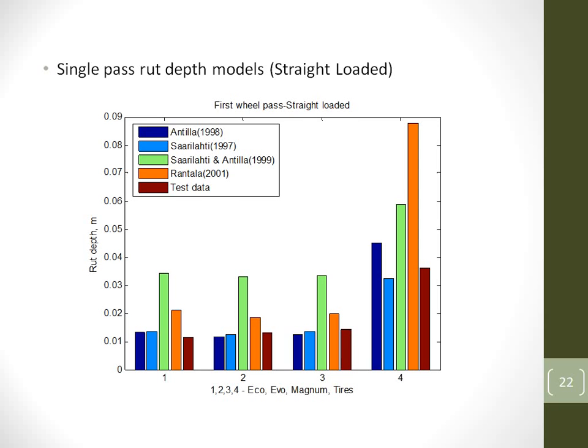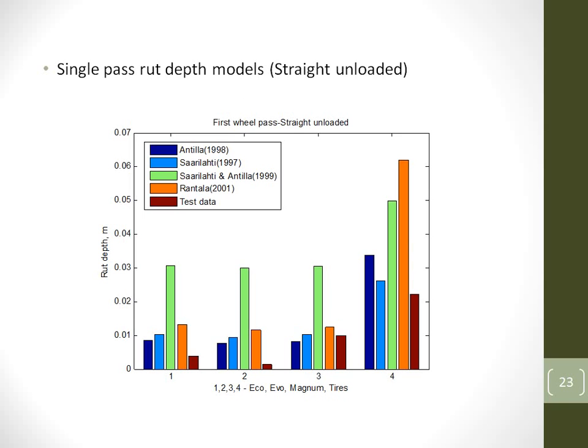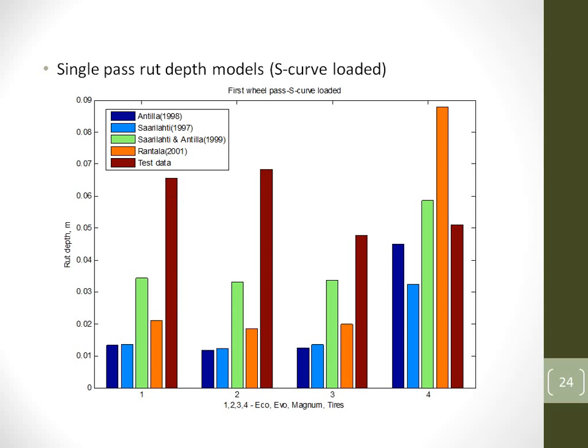And there were a lot of models available for calculating the single pass rut depth, and these have been compared with the test data. We can see that they don't really match well, because these models were developed for a specific type of soil and a specific type of machine. This is for a straight loaded condition, these are the results for the straight unloaded conditions, and this is along the S-curved path for a loaded condition. It's basically to show that the test data don't really match well with the models.